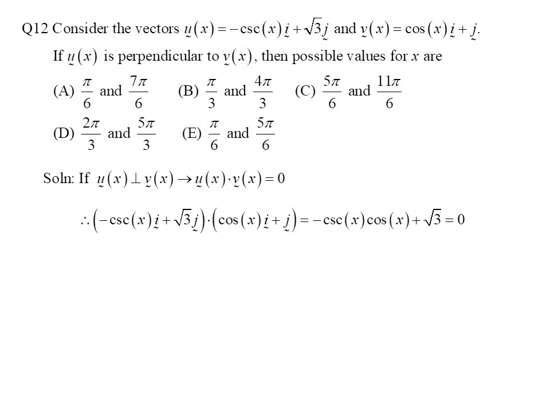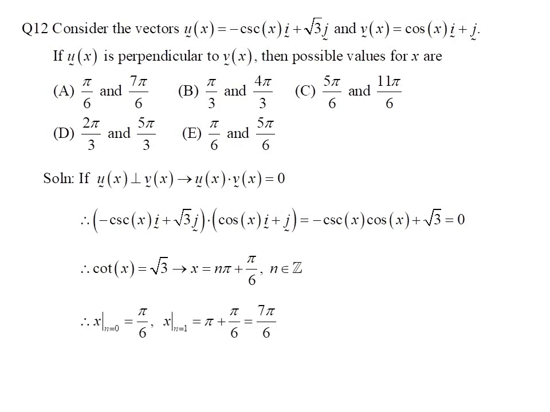equals negative cosecant x times cosine x plus square root 3 equals 0, which is simplified to cotangent x equals square root 3. Based on cotangent x equals square root 3, the general expression for x is n pi plus pi over 6, where n is an integer. Taking n equals 0 and 1, x equals pi over 6 and 7 pi over 6, respectively. Therefore, the answer for question 12 is A.